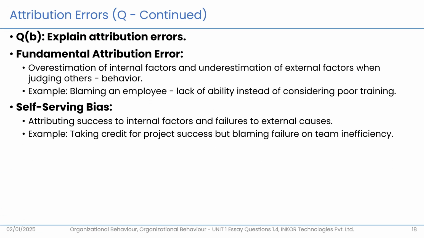Attribution errors often lead to biased judgments. The fundamental attribution error occurs when we assume others' failures are due to internal flaws, ignoring external causes. Self-serving bias protects self-esteem by attributing successes to personal traits and failures to external factors, leading to misjudgments and poor decisions.